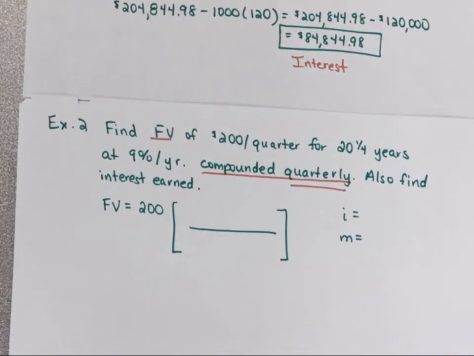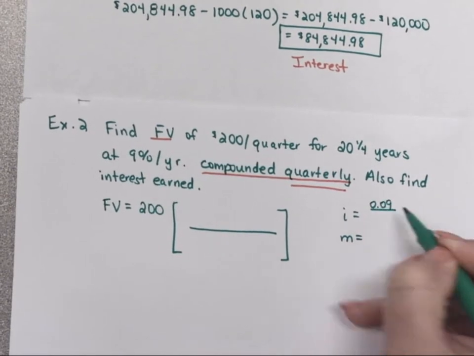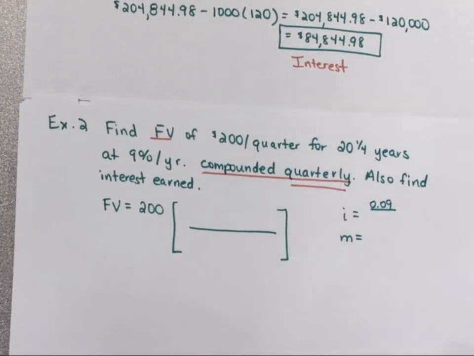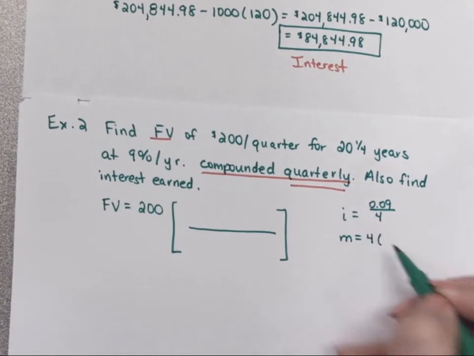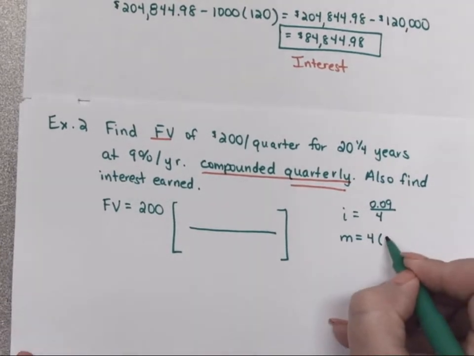So how would I figure out the interest? It's 0.09, right, over how many times a year we're compounding, which is what? 4, okay. And then what about number of payments? Remember, that's what M is. It's going to be 4, but notice the number of years is weird, right? So how are we going to write 20 and a quarter? Yeah, 20.25.